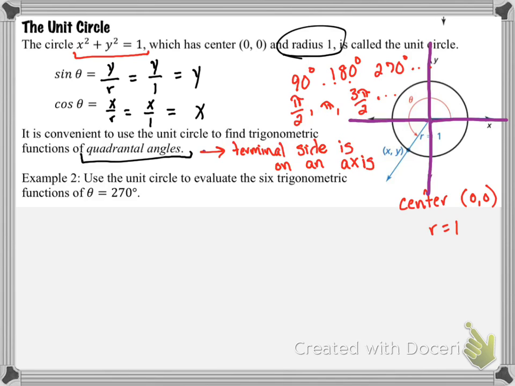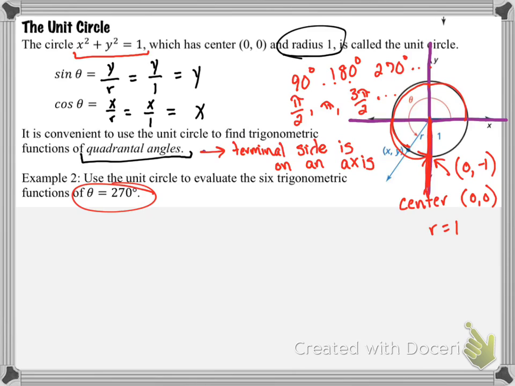So in example 2, we're going to use the unit circle to evaluate the 6 trig functions of 270 degrees. So first we need to figure out where the heck is 270 degrees. Well, there's 90, there's 180 to this point. So then 270 is going to go all the way around to there. So 270 is going to be this negative y-axis. Well, I know the ordered pair of that point. It's going to be left and right 0, down 1, negative 1.